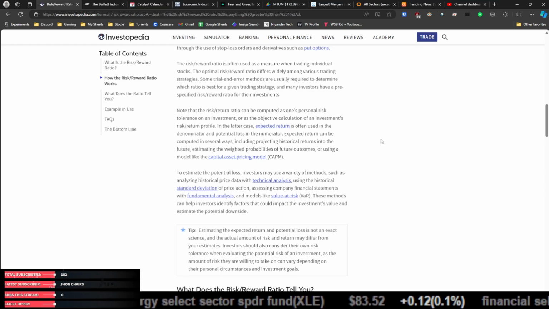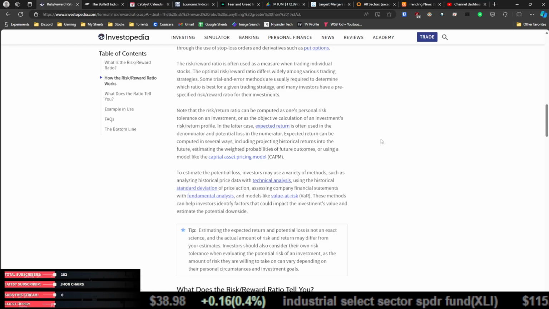The optimal risk reward ratio differs widely among various trading strategies. Some trial and error is usually required to determine which ratio is best for a given trading strategy, and many investors have a pre-specified risk ratio for their investments. Note that the risk reward ratio can be computed as one's personal risk tolerance on an investment, or the objective calculations of an investment's risk return profile. In the latter case, expected return is used in the denominator and potential loss in the numerator.